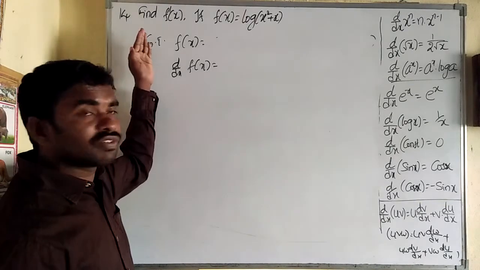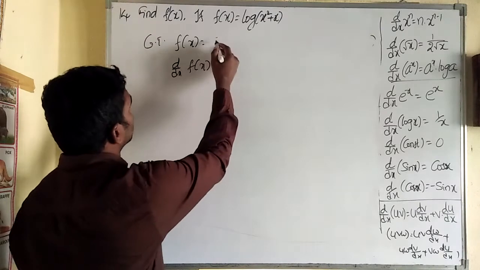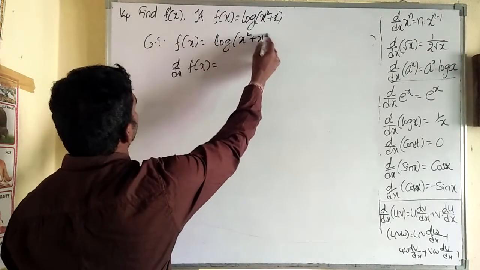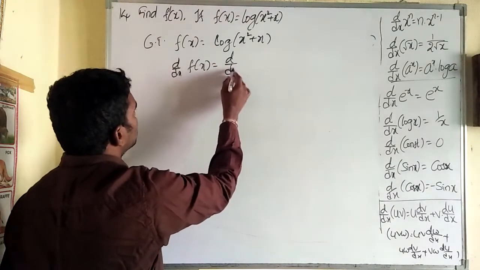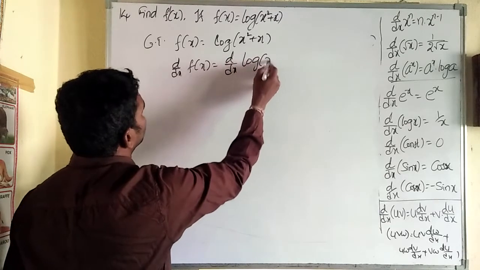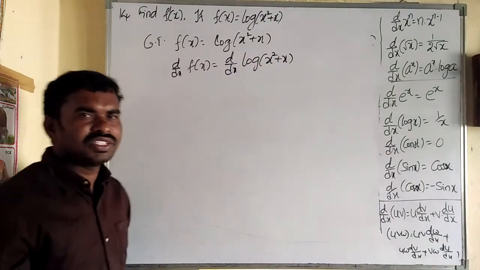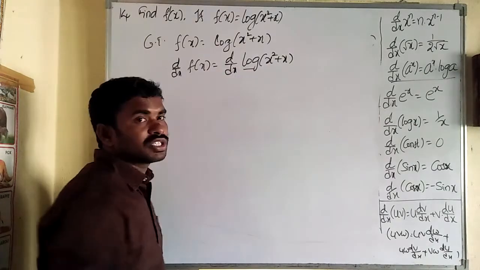Next, the 14th one: find f dash of x if f of x is equal to log of x square plus x. First, as given, f of x is equal to log of x square plus x. Taking differentiation with respect to x on both sides, we get d by dx of log of x square plus x. Now tell me which formula? Just think, here the major function is log, so log of something is there.